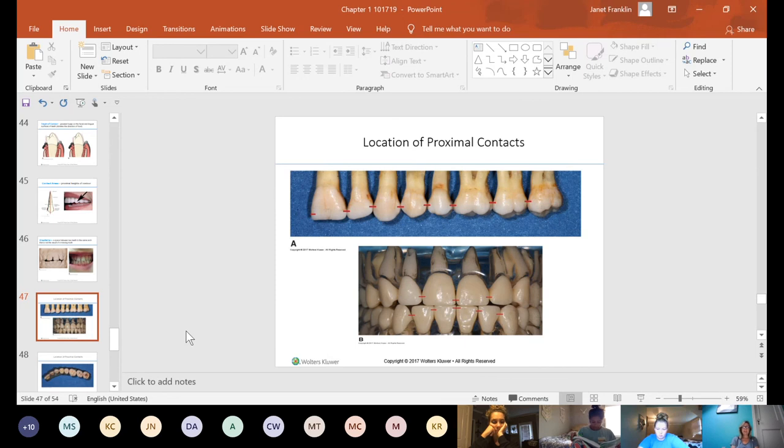And if you look at the bottom picture, the central incisors on the lower arch contact almost right at the top. That's why people who grind their teeth and have flattened off the top can hardly get floss between their two front teeth, because the contact is right there. And so it's really hard to wiggle floss between them.